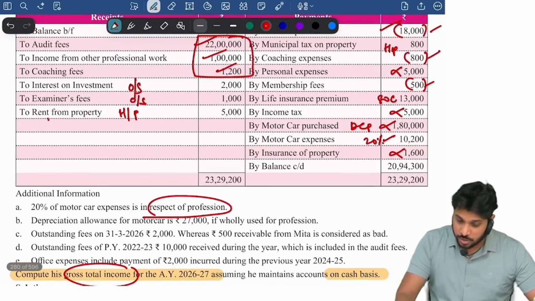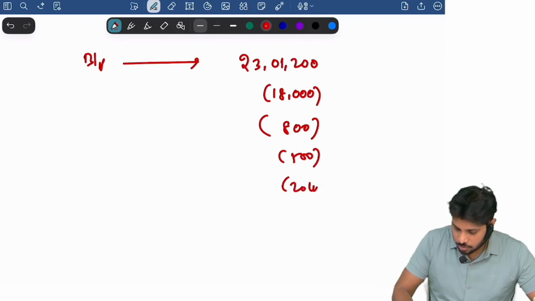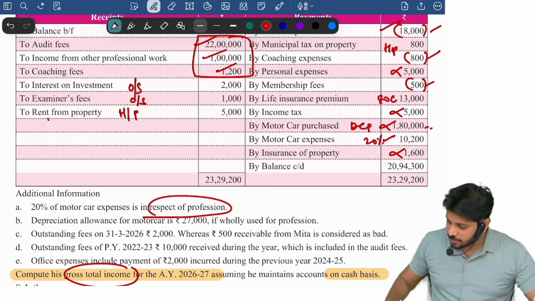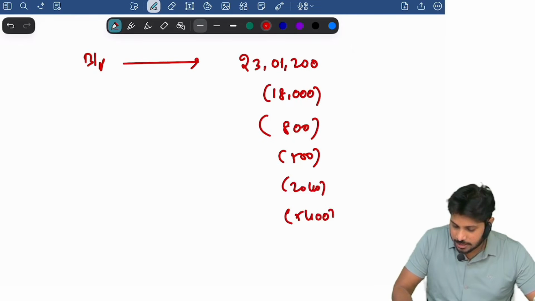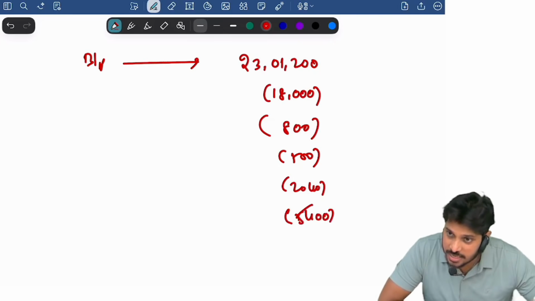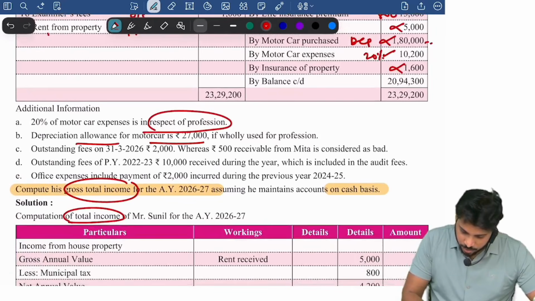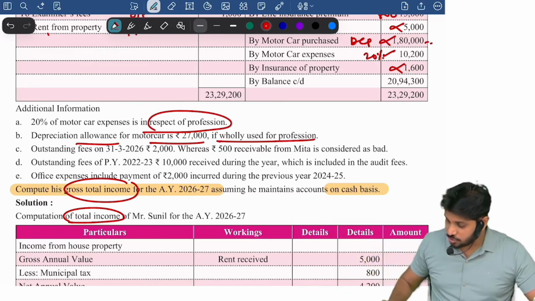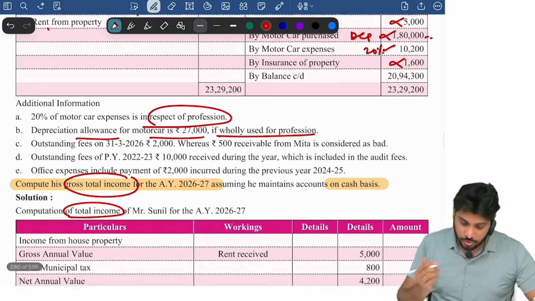Car expenses only 20%. 10,200 into 20%, 2040. Correct? Then depreciation on car, 1,80,000 into 15% into 20%, 5,400. Am I right? This is depreciation on car. Now depreciation allowance for motor car is 15% if wholly used for a profession, but we only use 20%. So 5,400 we can claim.